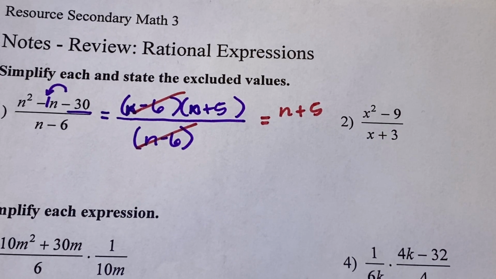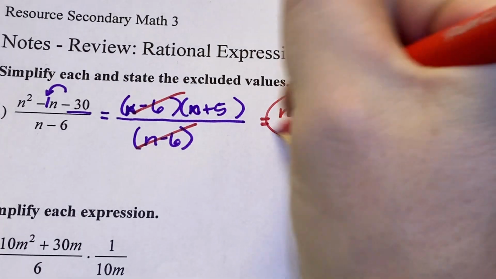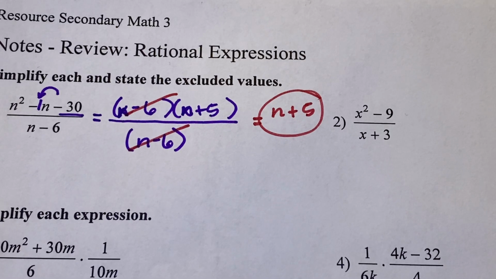What's left on bottom? 1. Do we have to put the 1 on bottom? No. So, simplified, n plus 5. Got it.